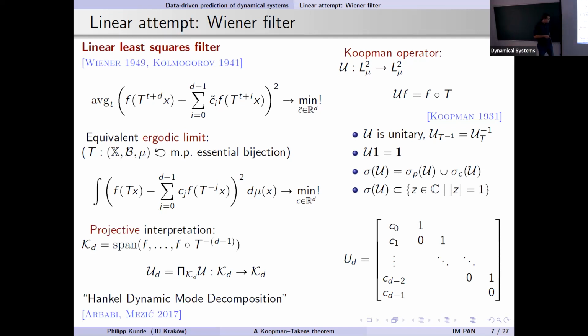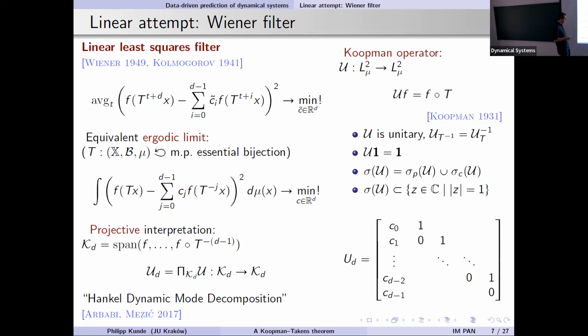And later, we use the following projective interpretation. We look at the d-dimensional space, which is the span of the observable and the d minus one previous observations, so the compositions with T to the minus i up to d minus one. These are maybe the functions that appear in our expression. And then we look at the projection of our Koopman operator on that d-dimensional space.